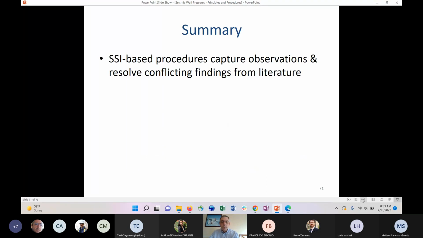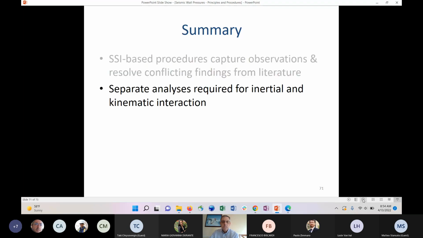The SSI-based approaches can capture what's been observed, and they do resolve these conflicting findings from literature, again, referring back to the centrifuge versus the SSI-based modeling solutions that we saw earlier. You do need to have a separate analysis for inertial and kinematic unless you're doing the direct approach that I discussed.